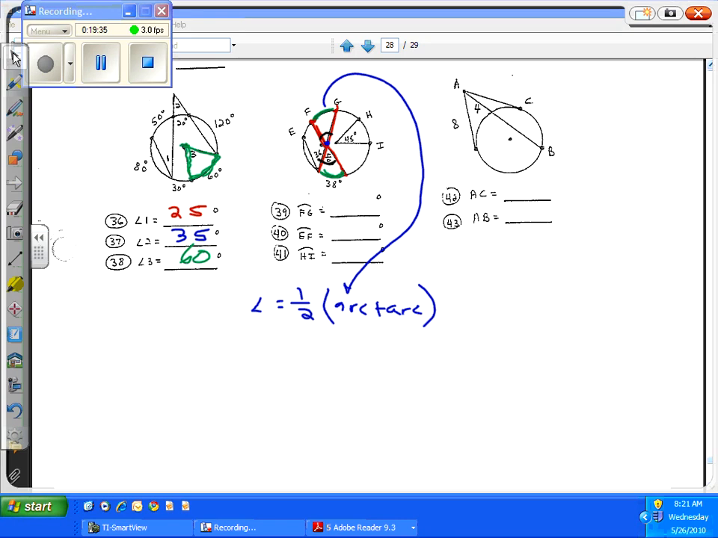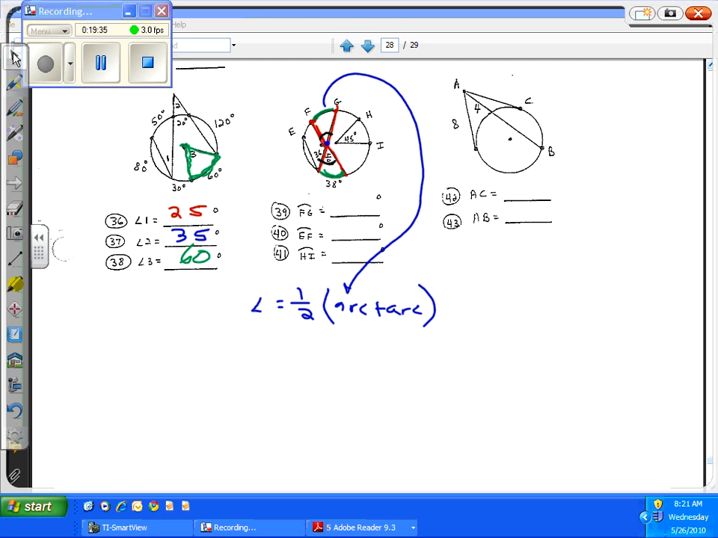So the vertex is on the inside, but not the center. So it's equal to 1/2 the sum of the arcs. Angle equals 1/2 the sum of the arcs. Well, we're looking for one of the arcs. So what are we dealing with? We're dealing with two chords that intersect inside of a circle. If two chords intersect inside of a circle, then the angle formed is equal to 1/2 the sum of the intercepted arcs. What arcs? The arcs that form those vertical angles.